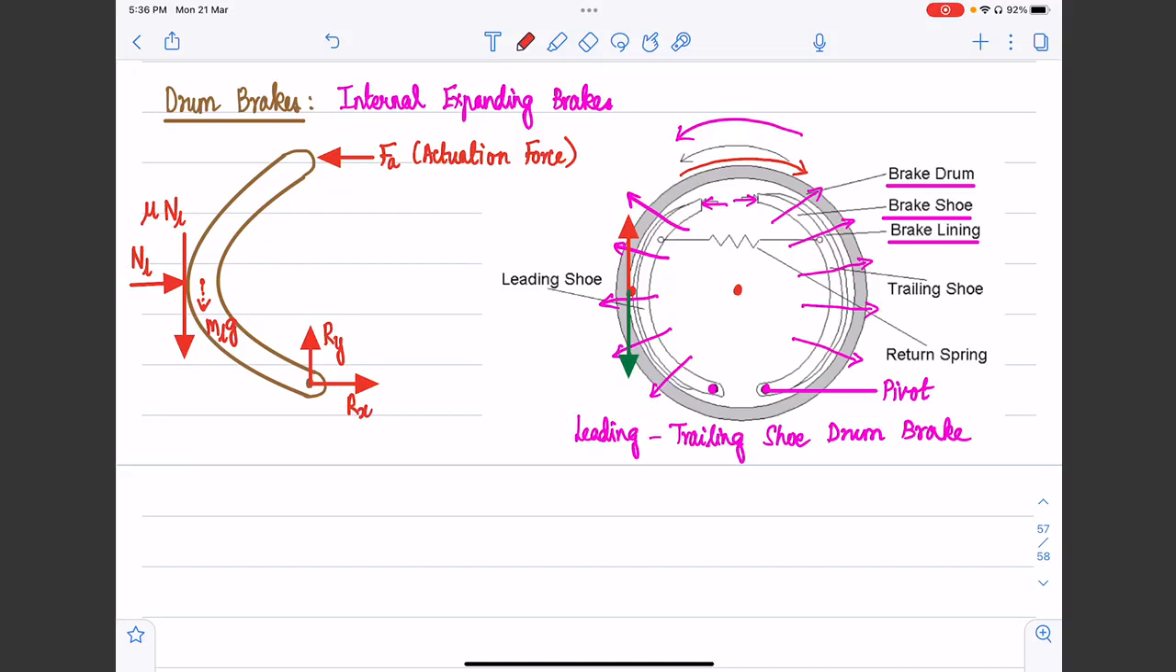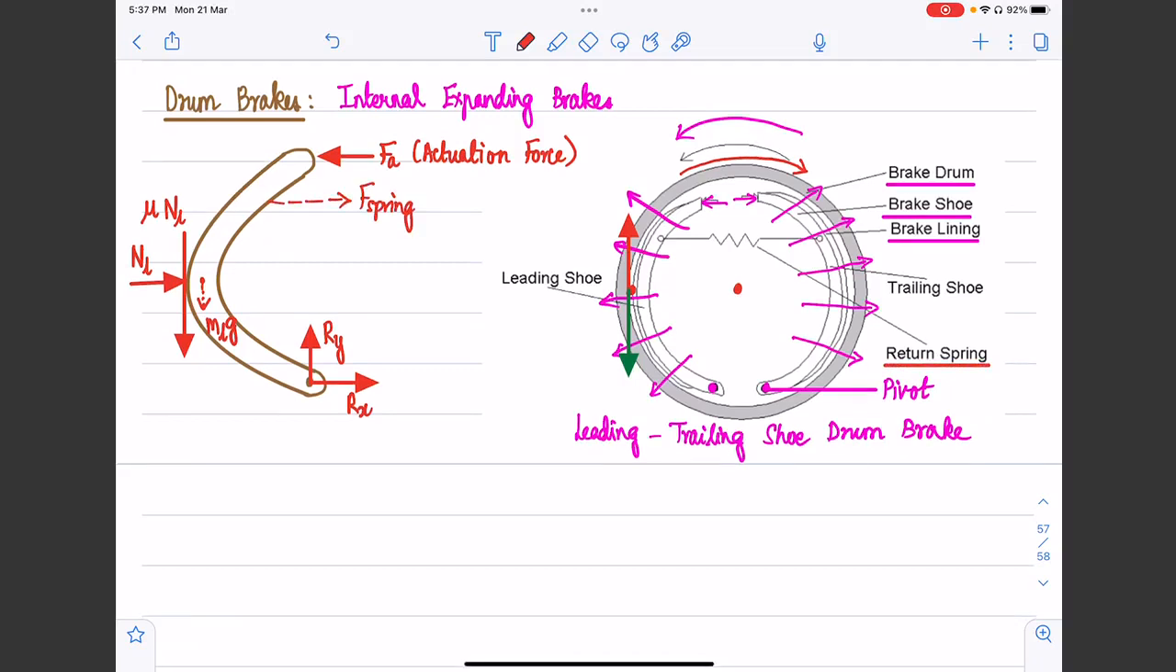And in addition, we have this return spring. So what is the function of the return spring? The return spring will ensure that the brake shoes are brought back to their original position once the brake is released. So consequently, there is going to be a reaction force or a restoring force from this return spring. Once again, I'm going to draw it as a dashed arrow just to indicate that we are going to neglect the magnitude of these forces.